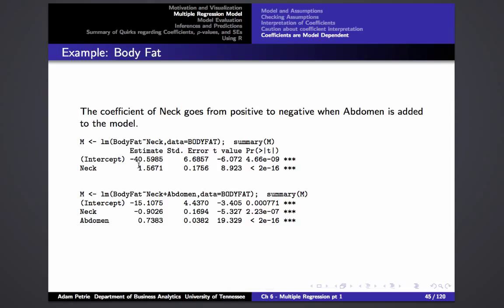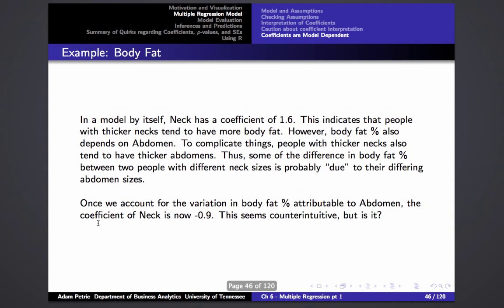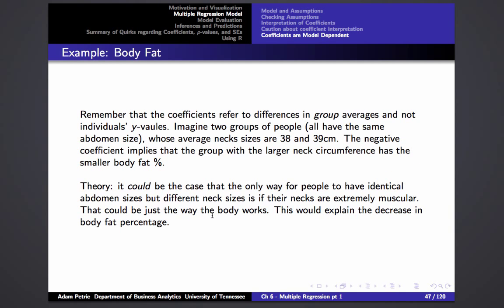When we look at this coefficient, this is talking about how the average body fat changes depending on someone's neck circumference. Some of this change is also due to abdomen because it's changing at the exact same time as well. So when we throw abdomen into the model, we account for the simultaneous change in abdomen size, and it turns out that once we do account for the variation in body fat percentage attributable to abdomen, the coefficient is now negative. Seems counterintuitive. Is it really?